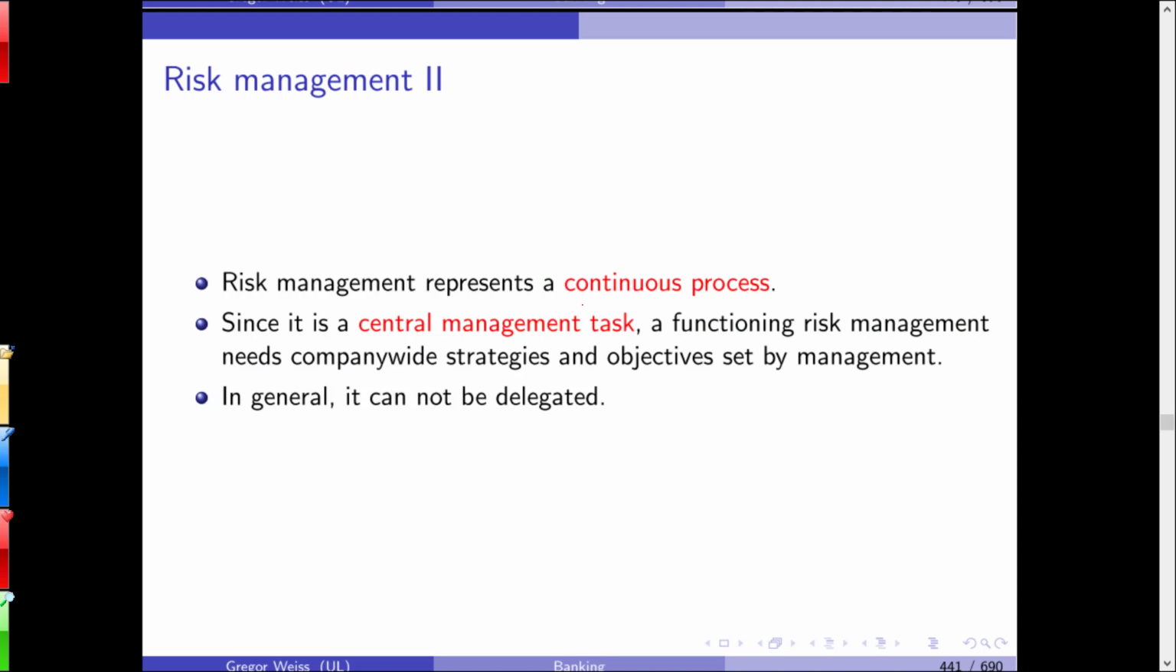Risk management is a continuous process. You cannot simply do it once and then leave it, but you have to do it over and over again, because business is also fluctuating and business is time varying. It's a central management task. You cannot delegate it in many cases, but only theoretically. You cannot outsource it like a call center. Risk management has to be done by the top management, and it cannot be delegated.